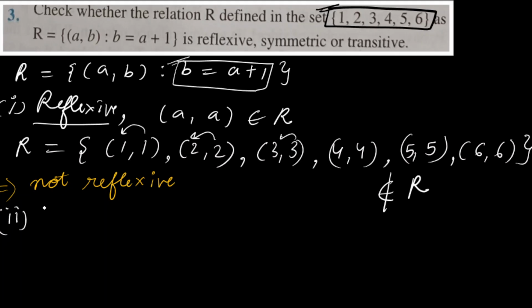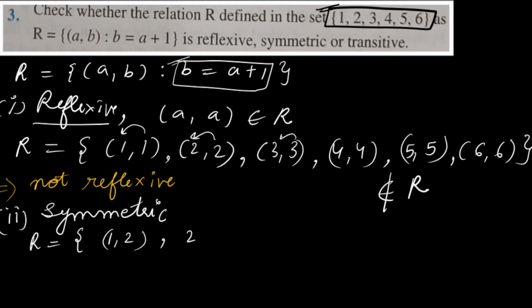Second one, symmetric. Symmetric also you can see. For symmetric, I should have this type of relation. So a few ordered pairs you can write. So 1 comma 2 should be there. For that, 2 comma 1 should be there. For symmetric, we know if A comma B is in the relation, I should also have B comma A. So this is for symmetric relation.